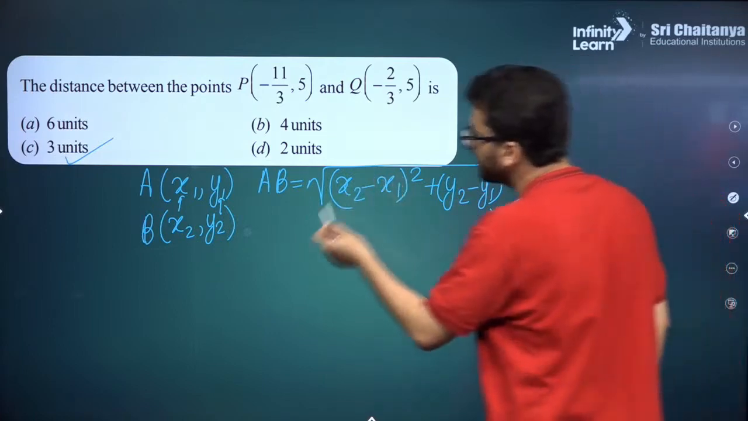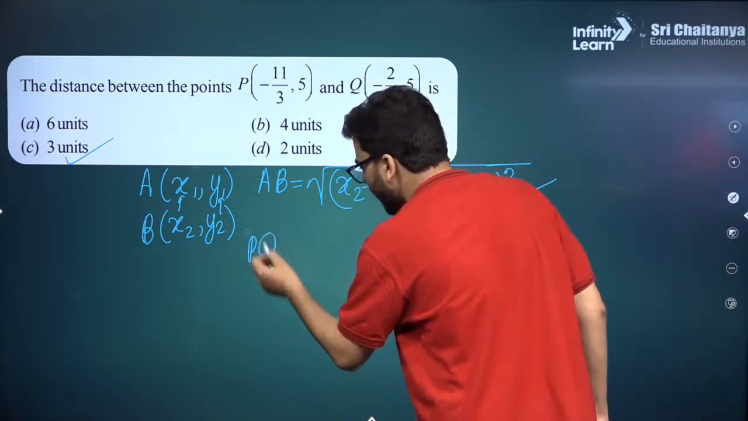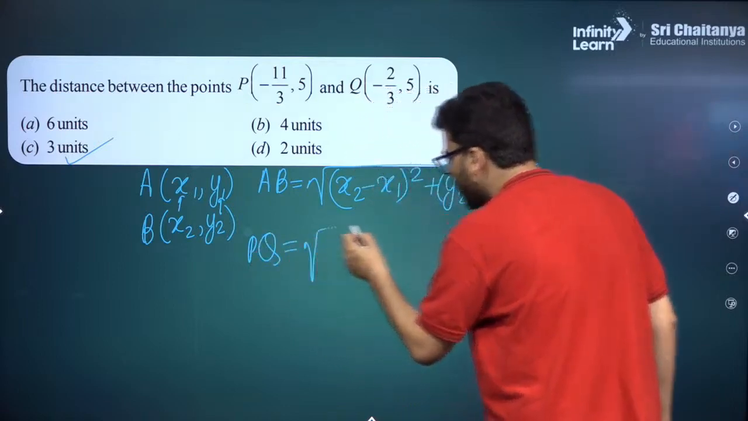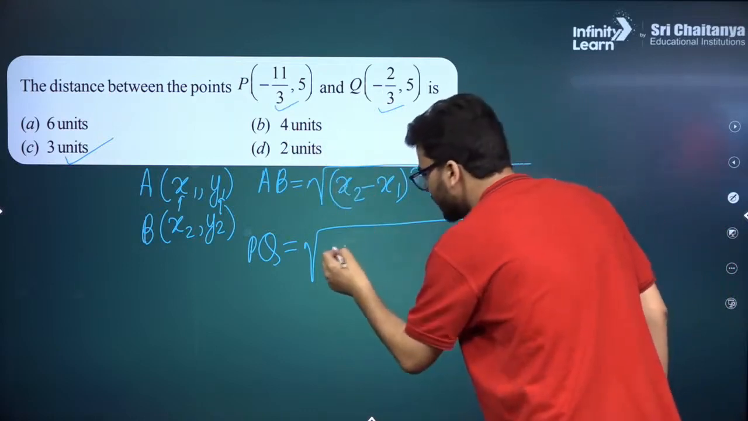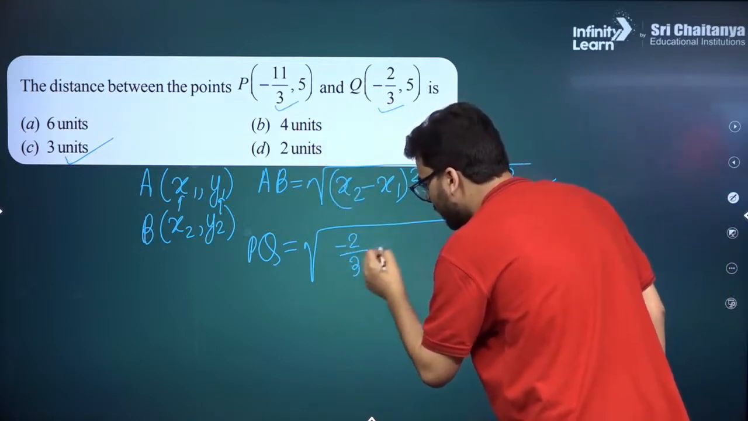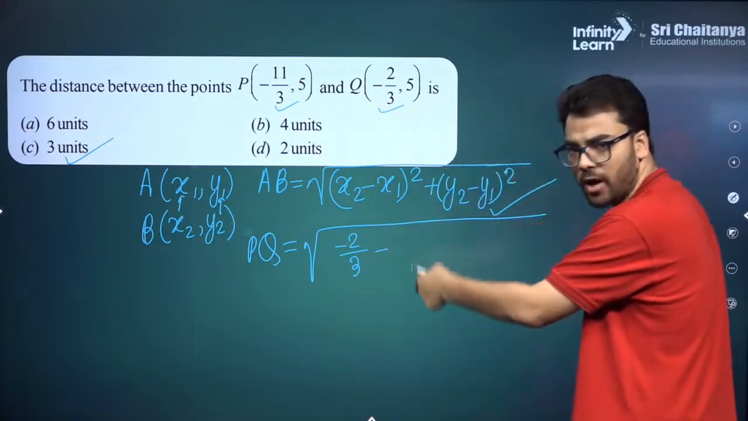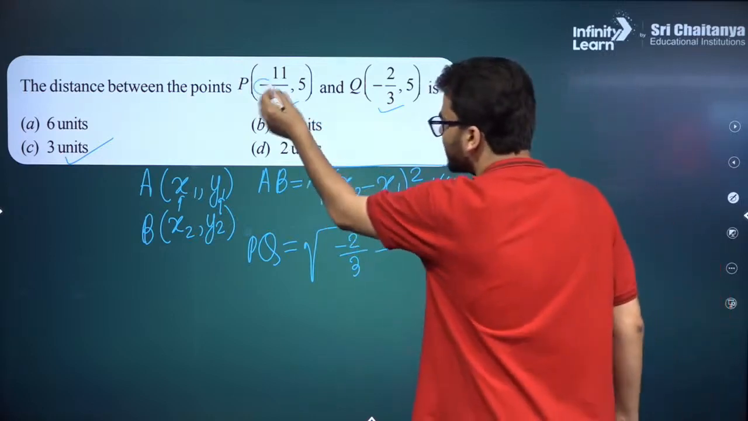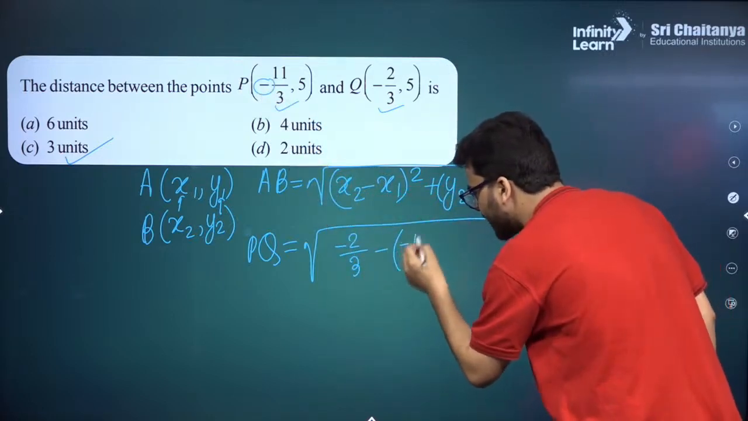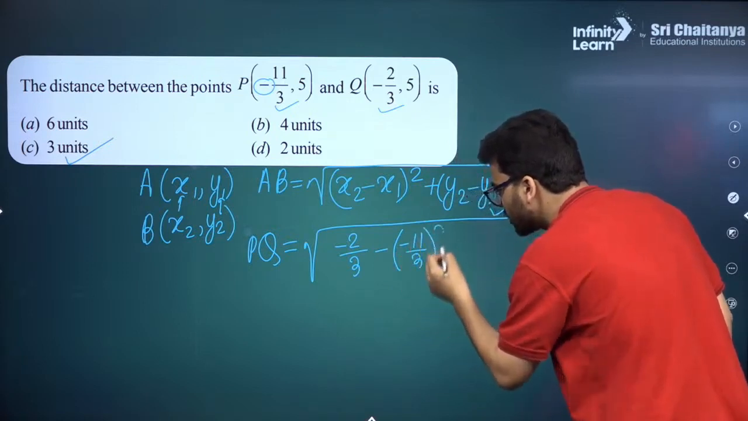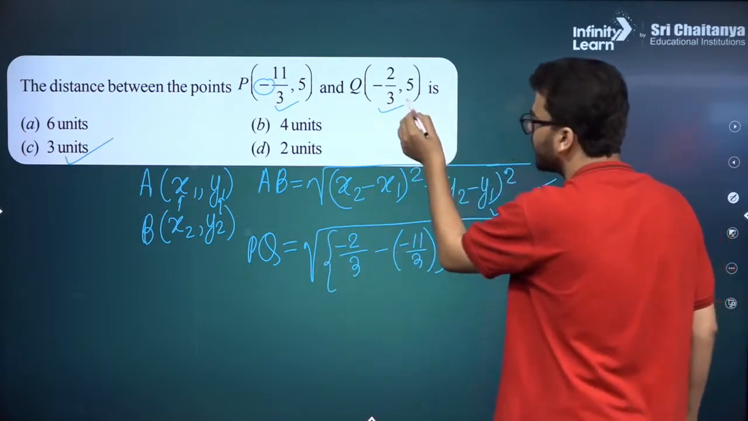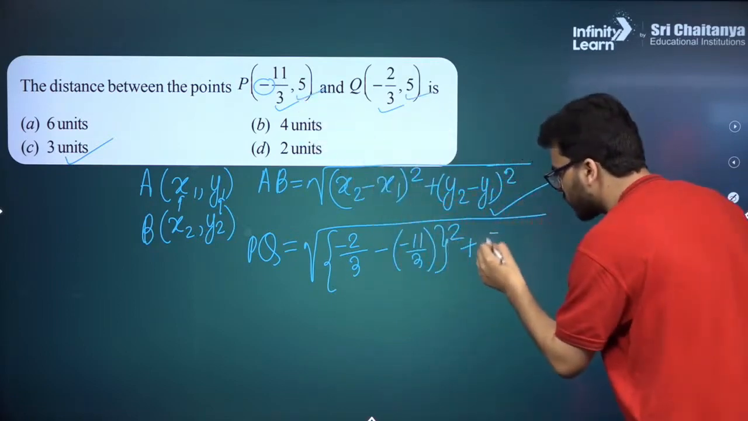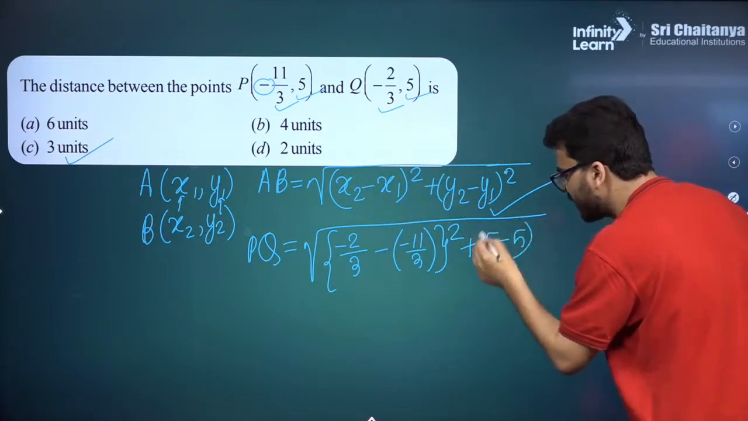Now you can use this formula to find PQ over here. PQ will be what, guys? Square root of x2 minus x1. So x2 is minus 2 by 3, minus x1, and the minus is coming from the formula itself, and x1 is minus 11 by 3. So therefore 2 negative signs will come up, right? The whole square, plus y2 minus y1 the whole square. That is 5 minus 5 the whole square. I hope this is clear up till here, guys.